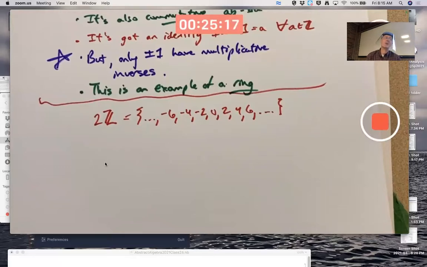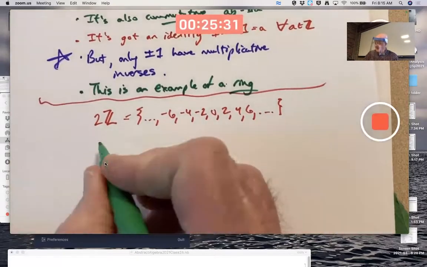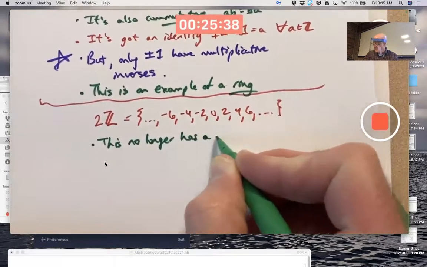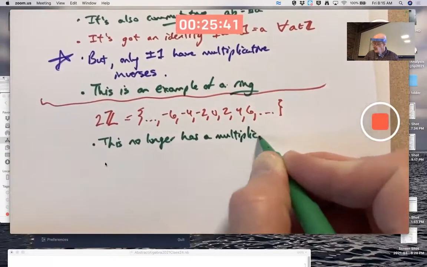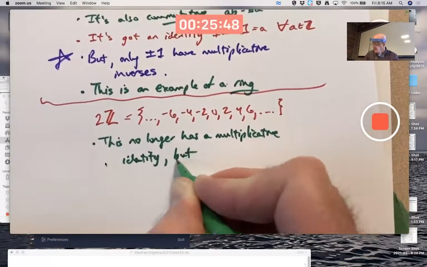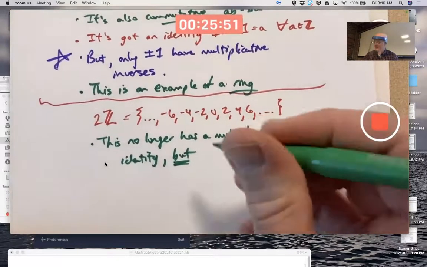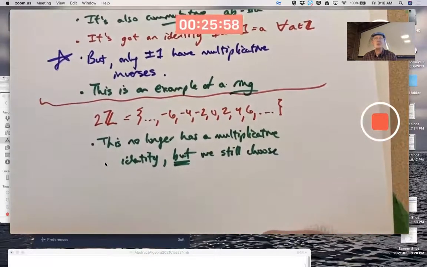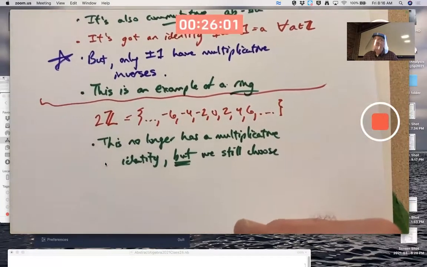So if I do decide I want to call this a ring, it doesn't have an identity. Should I then call this a ring? It turns out that choice is made. We still call this a ring. This no longer has a multiplicative identity, but we still choose to call it a ring. So rings don't have to have multiplicative identities. They do have to have a multiplication, but we decide they don't have to have a multiplicative identity.